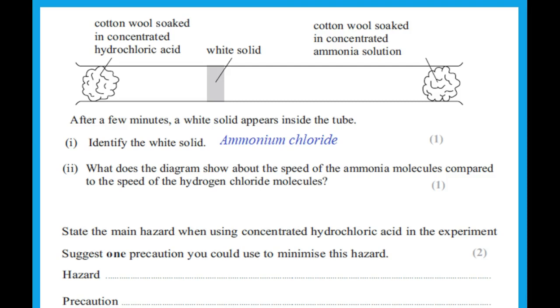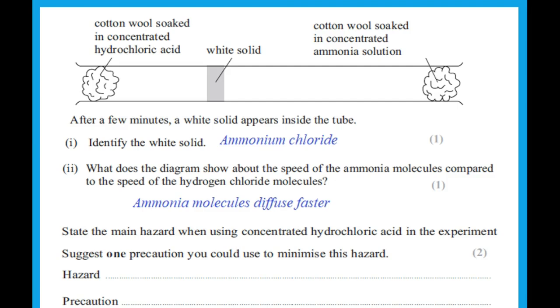So, what does the diagram show? What does the diagram show about the speed of the ammonia molecules compared to the speed of the hydrogen chloride molecules? Remember that we said if the white solid is formed nearer to the hydrochloric acid, so which one is diffusing faster? You should realize that that means that the ammonia molecules diffuse faster.